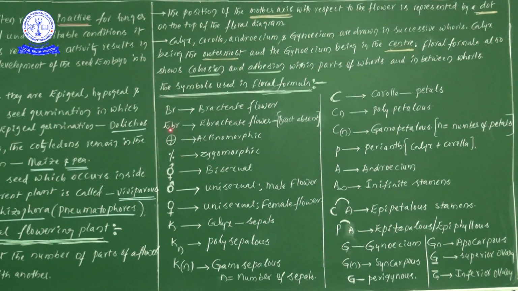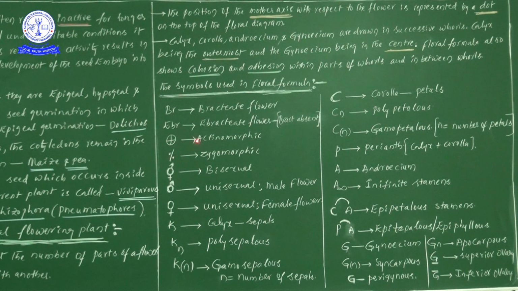Next, the second one: ebracteate flower. We mention an ebracteate flower with the symbol EBR. Present means BR, absent means E, so we keep E before BR. If the bract is absent, we mention the symbol as EBR. So from a writing point of view, we take E for an ebracteate flower.